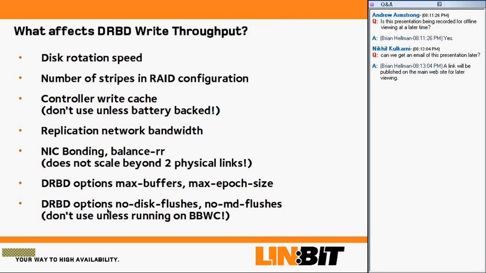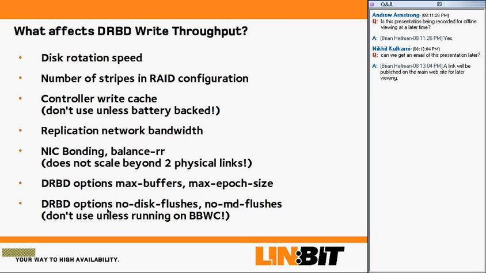So NIC bonding is fine if you want to get that extra 60 to 70% out of your write throughput, but don't expect anything more from that, and particularly don't expect DRBD replication throughput or synchronization throughput to scale beyond 2 physical links. Then, of course, there are some DRBD options that you might want to peruse in order to tune your DRBD write throughput.